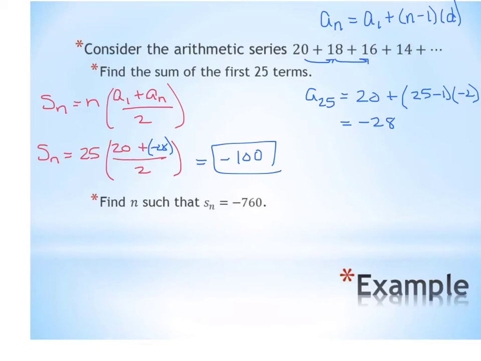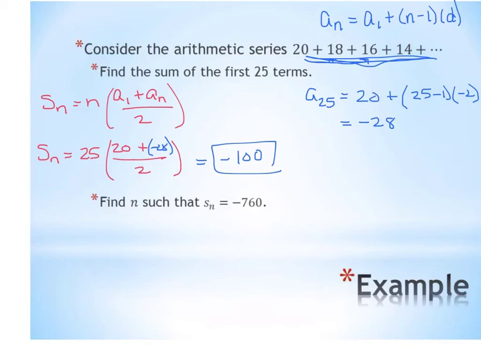We're only looking at 4 terms so far. We're going down 2 every time, so by the time we get to the 25th term, we're going to be quite a bit negative and have been negative for a while. So our next thing is to find n such that S sub n equals 760.